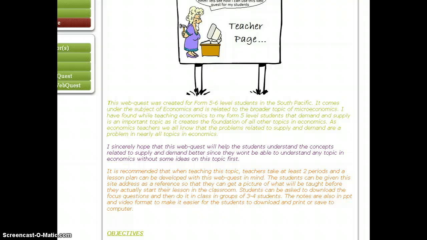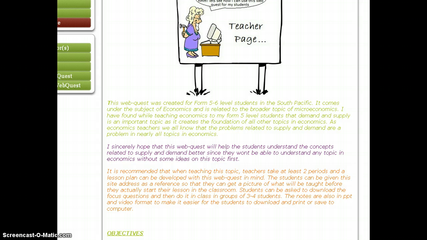I have found while teaching economics to my Form 5 level students that demand and supply is an important topic as it creates the foundation of all other topics in economics. As economics teachers, we all know that the problems related to supply and demand are a problem in nearly all topics in economics. I sincerely hope that this Webquest will help the students understand the concepts related to supply and demand better, since they won't be able to understand any topic in economics without some ideas on this topic.